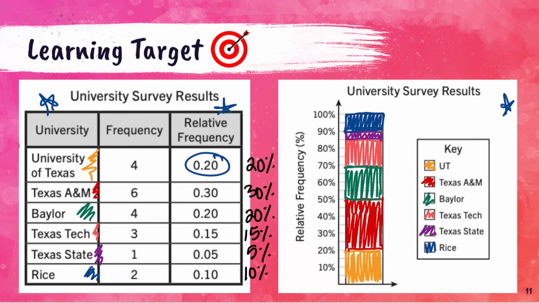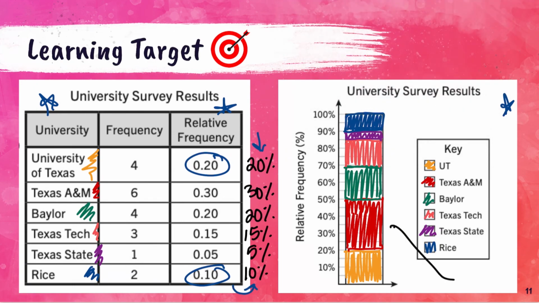And I know that 20 hundredths is the same as 20%. And 10 hundredths is the same as 10%, and etc. So I was easily able to just use my knowledge of converting between fractions, decimals, and percents to find that percent of frequency and then transfer it to the table.